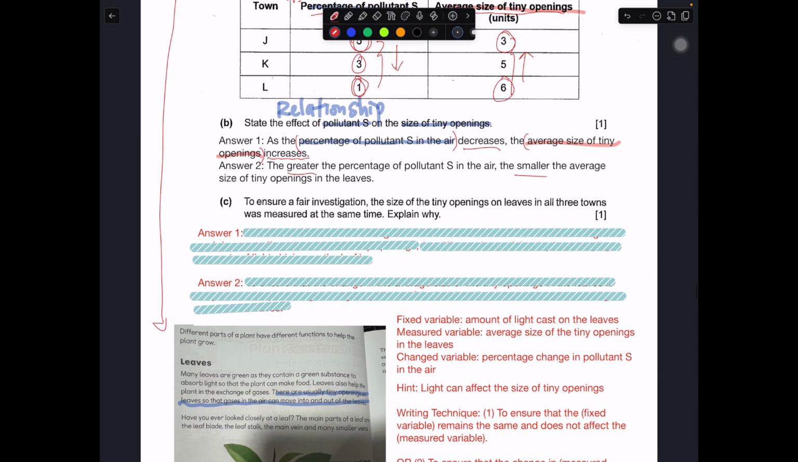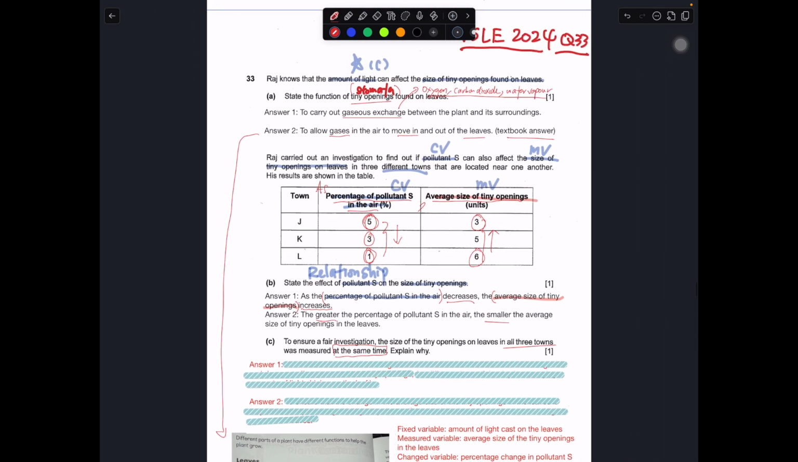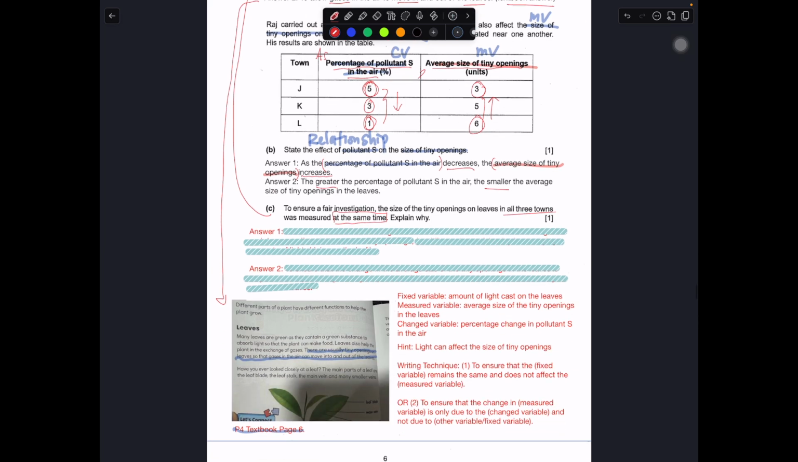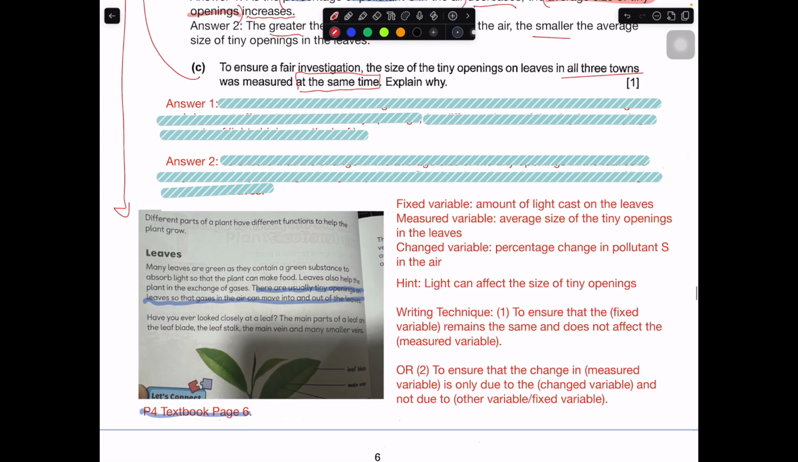Okay, to ensure a fair investigation, the size of the tiny openings on the leaf in all 3 towns were measured at the same time. Okay, this one you have to look at the hint that has been given earlier. So know that the amount of light. So now your change variable is your percentage change in pollutant S.